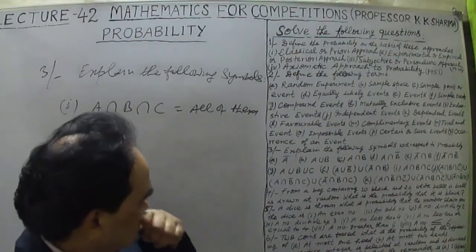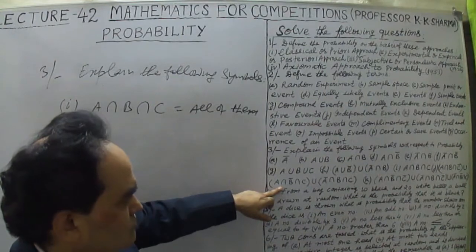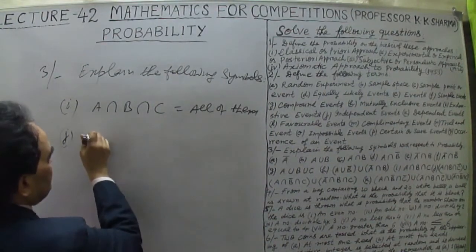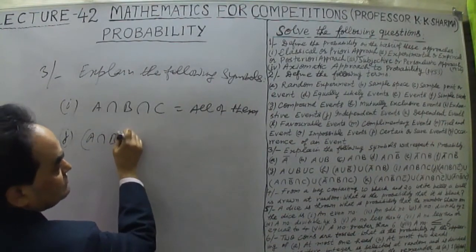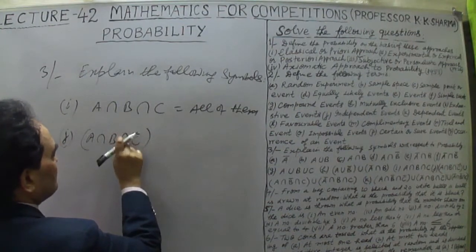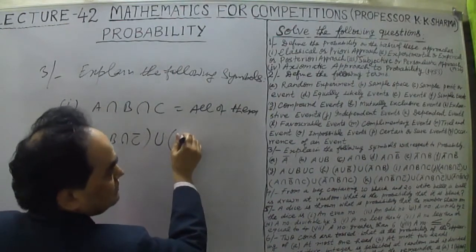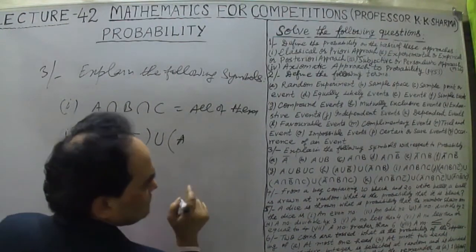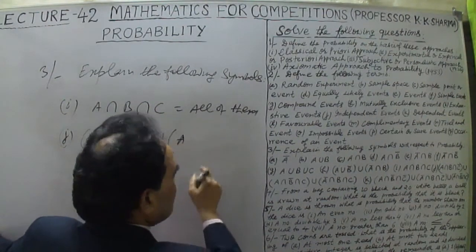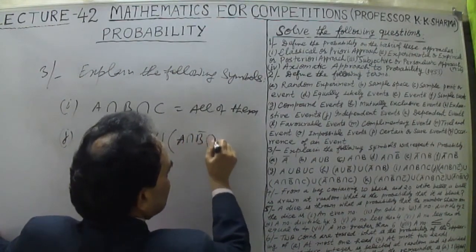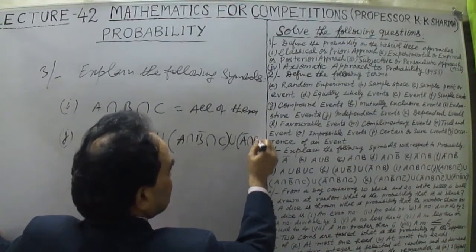What is the J part here? Okay, so the J part is given here: A intersection B intersection C naught, then union A, then union this one, A intersection B naught intersection C, union A naught intersection B intersection C.